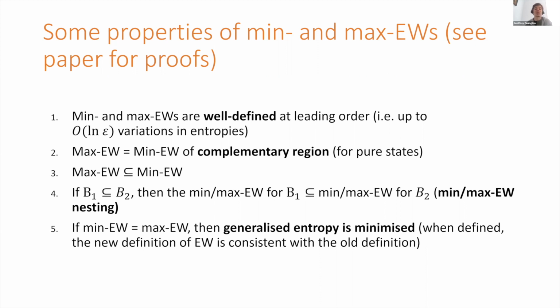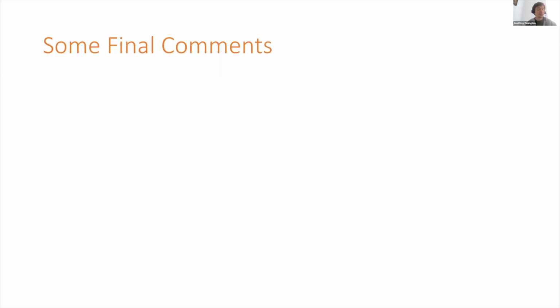So yeah, it's not that we're correcting the definition of the entanglement wedge, we're just constraining the circumstances in which it's well defined, and saying that otherwise all you have is a mini W and a maxi W. Okay, so that's all I have to say.